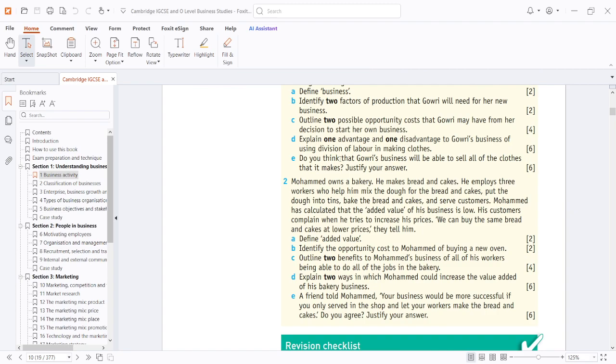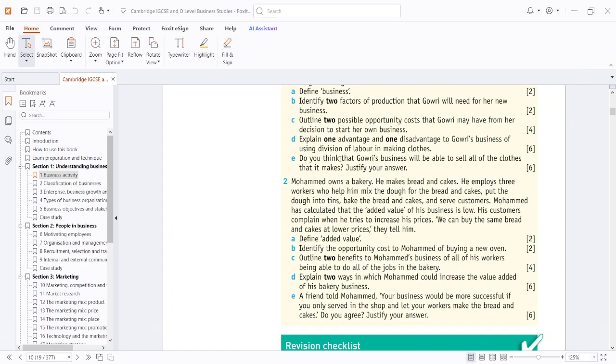C, which is outline 2 benefits to Mohammed's business of all of his workers being able to do all of the jobs in the bakery. Right, let's see. He employs 3 who mix the dough, put the dough into tins, bake the breads. Well, this is basically a reverse question to question 1D, but it's a 4 marker. So 2 benefits to Mohammed's business. You guys can do that on your own.